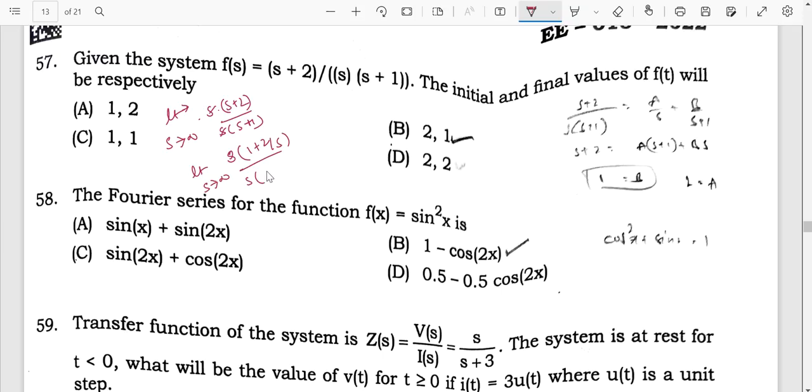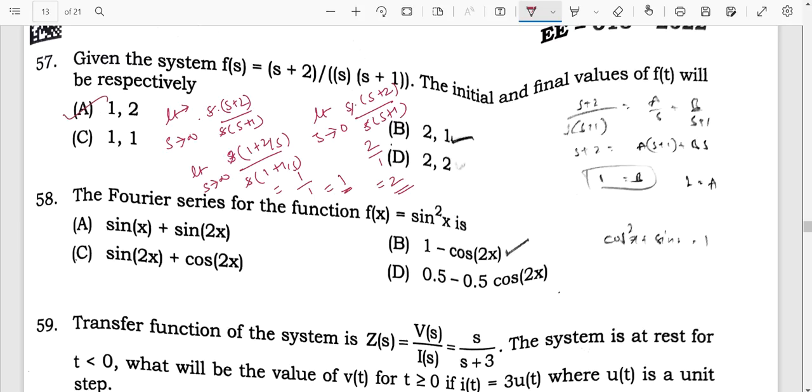Now here we have 1 plus 1 by s. The s gets cancelled. If you substitute s equal to infinity, 2 by infinity means 0, 1 by infinity means 0, so we have 1 by 1, its value is 1. Similarly, for the final value theorem, limit s tends to 0 of s times (s+2)/(s(s+1)). The s gets cancelled, and 0 plus 2 is 2, by 1, is nothing but 2. So the answer is 1 and 2. A will be the right answer for this question.